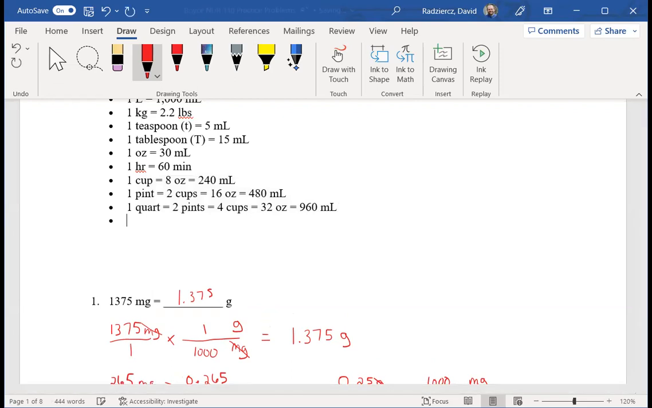So I don't think that they're going to ask you that, but if they do, let's just go ahead and write it out. 1 gallon is 4 quarts, which equals 8 pints, which is 16 cups, which is 128 ounces, which is 3,840 ml.